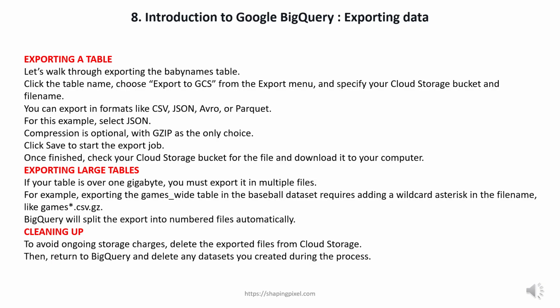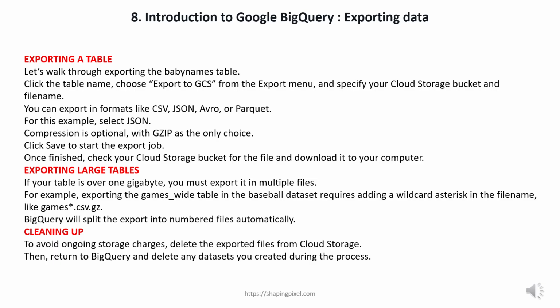Click the table name, choose Export to GCS from the Export menu, and specify your cloud storage bucket and file name. You can export in formats like CSV, JSON, Avro, or Parquet. For this example, select JSON. Compression is optional, with gzip as the only choice. Click Save to start the export job. Once finished, check your cloud storage bucket for the file and download it to your computer.